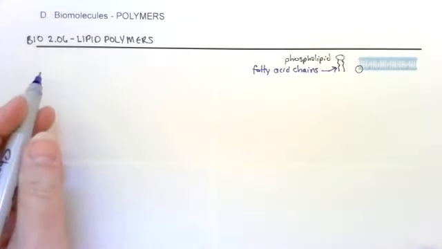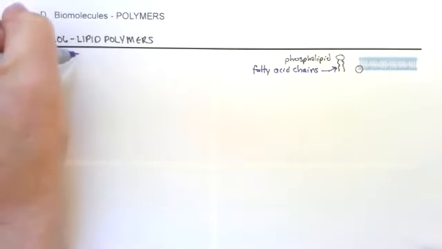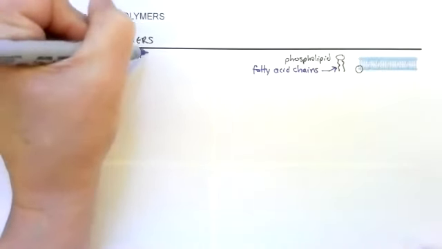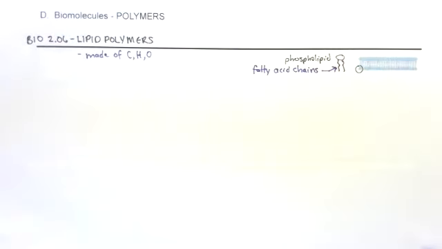Lipids are primarily made up of carbon, hydrogen, and oxygen, as are carbs. I don't think I mentioned that in the carb video. I think I'll just let that go for now.